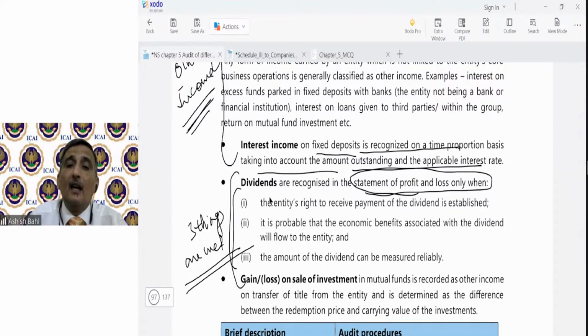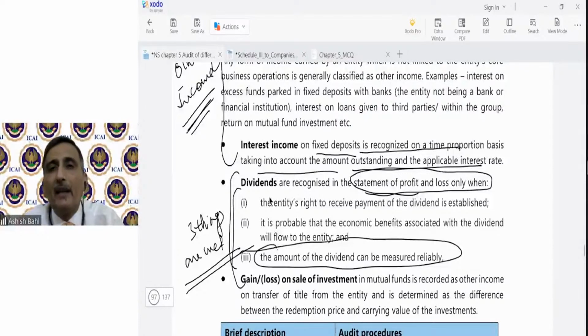So students, again you would see that this thing is common, that you recognize something, be it a cost or be it an income item, when it is capable of being measured reliably. So we had read this in PPE also, and in intangible assets also, that cost will be recognized only when it can be measured reliably.